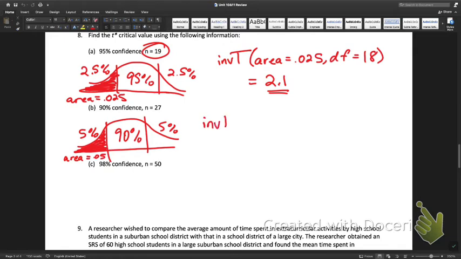I'm going to use inverse t. Area is 0.05. Degrees of freedom would be 26. There's 27 in the sample, so I would have 26 degrees of freedom. Plug that in. Again, when you get your answer, you're going to drop your negative, and you get 1.7.